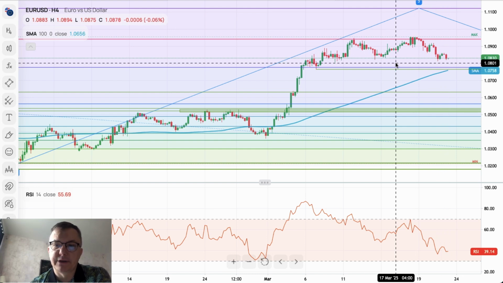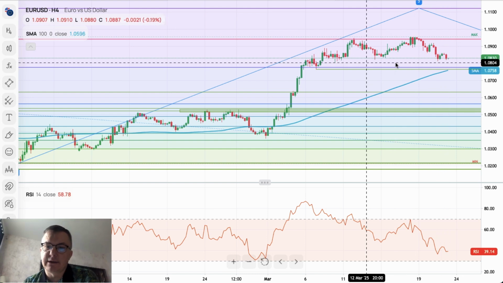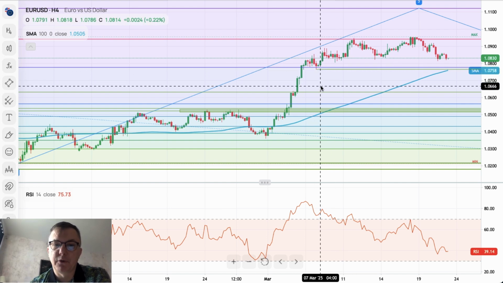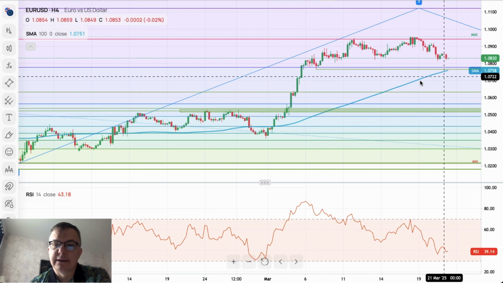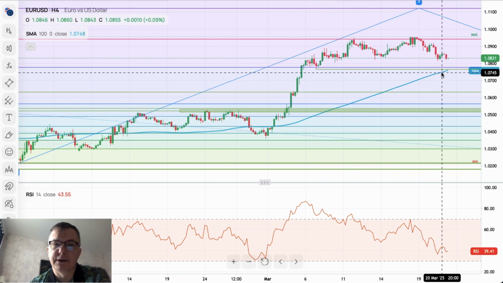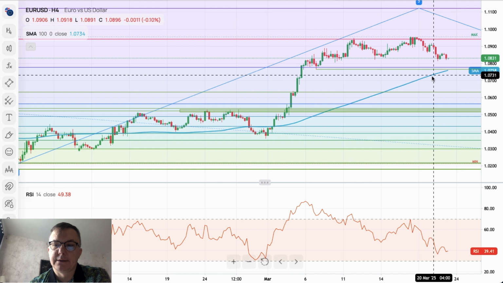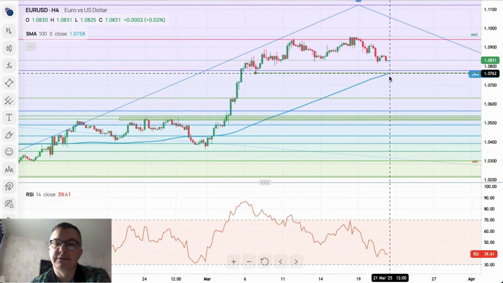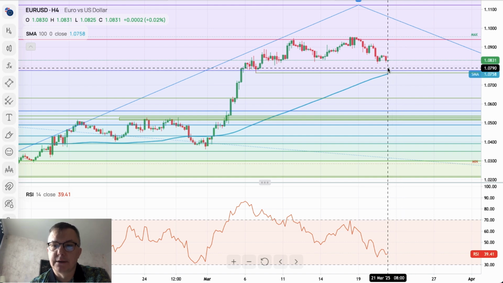The next target for the bears is located at the level of 1.0766. This is the technical support level, and you can see the blue line here, which is the 100 periods moving average. This moving average is very close to the technical support, so it will be quite interesting to take a look at how the market participants will react to these two levels.